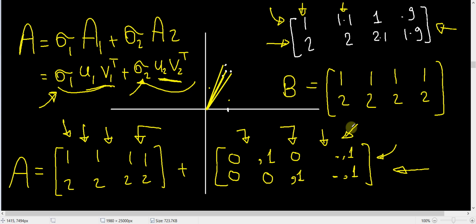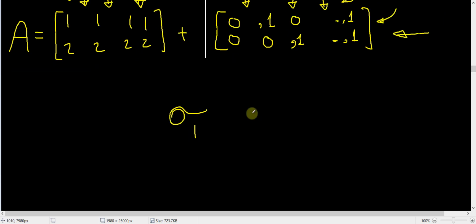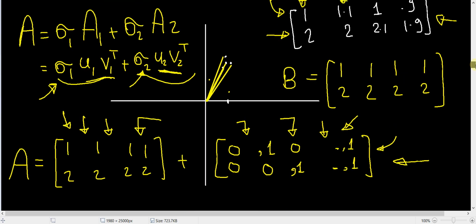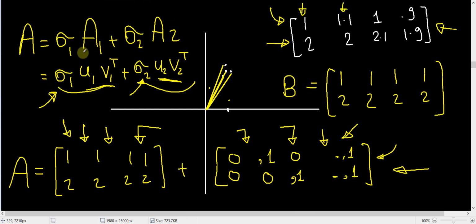So we expect the following. If we get the SVD of this matrix, sigma 1 will be considerably larger than sigma 2. Also, we expect the columns of this first matrix, A1 with sigma 1, to be very close to the columns of this matrix right here. But we also expect them to be direct multiples of each other, since this matrix will be a rank 1 matrix.